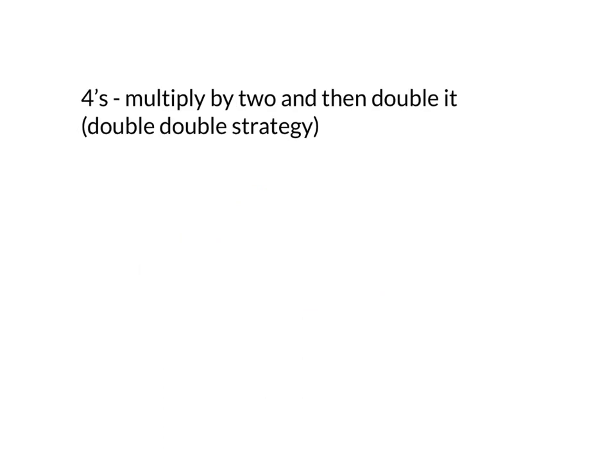A strategy for multiplying by 4s is to multiply by 2 and then double it. I like to call this the double-double strategy because you're doubling the number and doubling it again. So an example of this strategy would be if you were doing something like 7 times 4. That's a fact that is a little bit challenging sometimes.